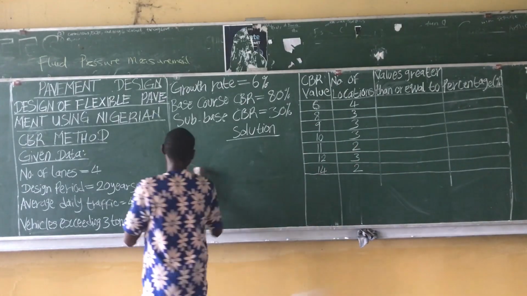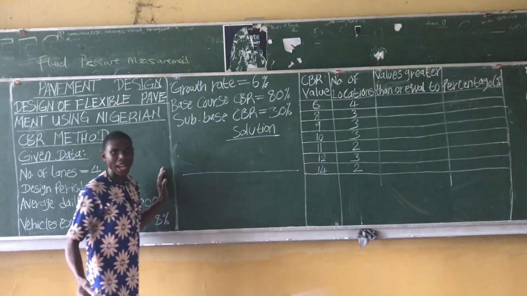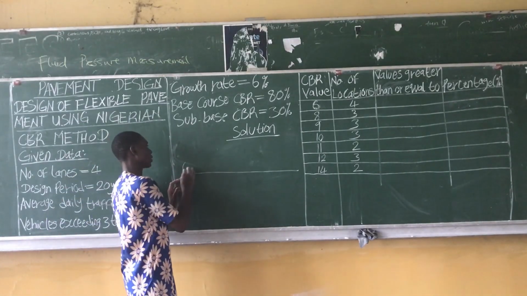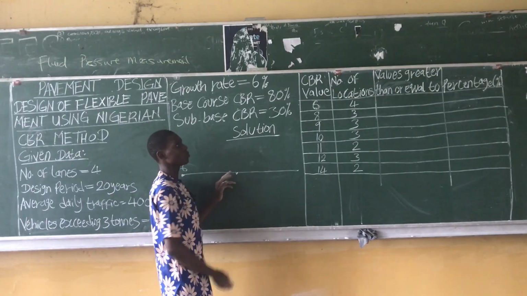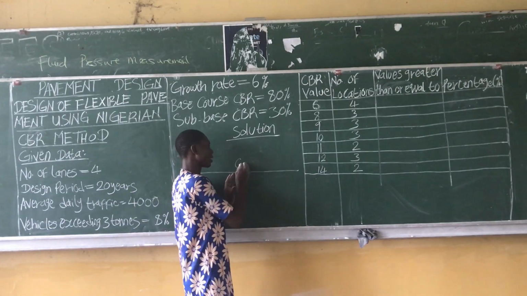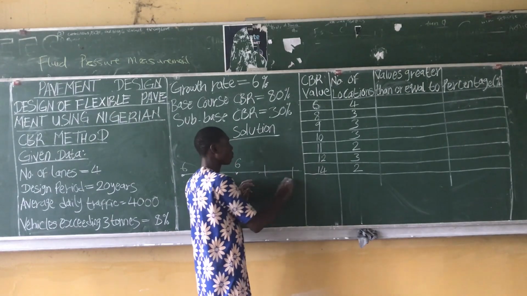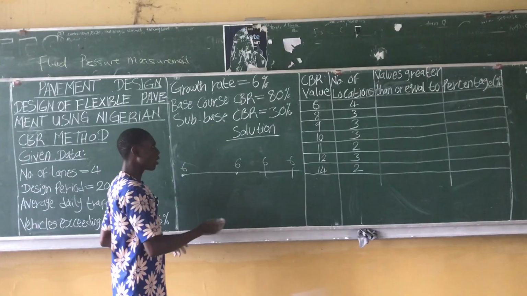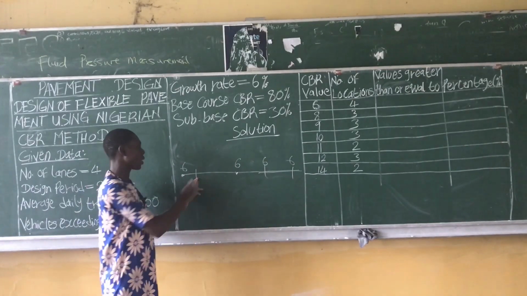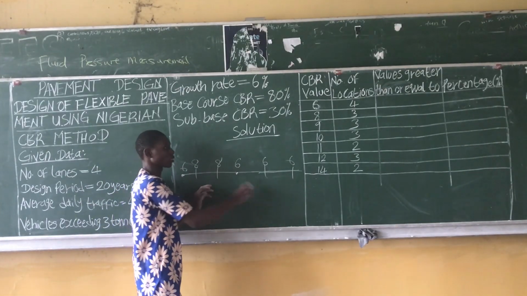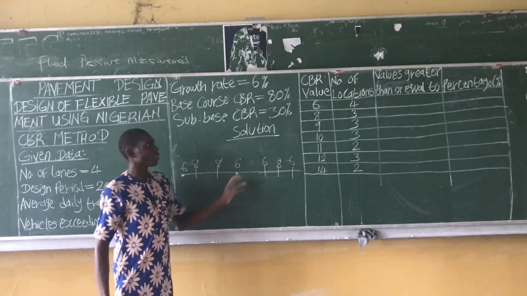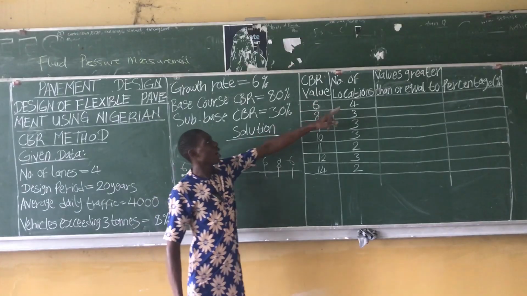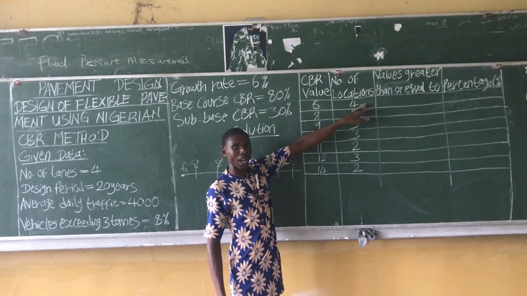So let's say this is the proposed highway. Along this highway, at this point, a CBR test was carried out. We had 6%. At this point, a CBR test was carried out, we had 6%. Along this highway, 4 points gave us a CBR value of 6%. Along this same highway, we carried out a test and we had 8%. And we had 8%. That's the meaning of number of locations. So we had 6% CBR value at 4 locations along the proposed highway.